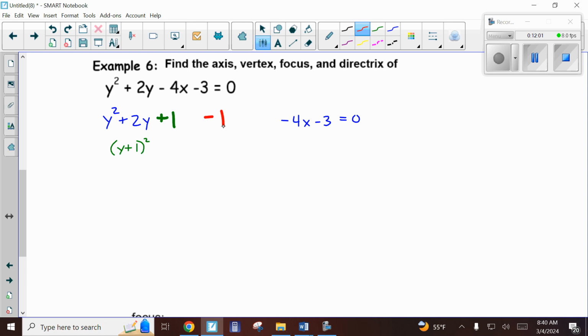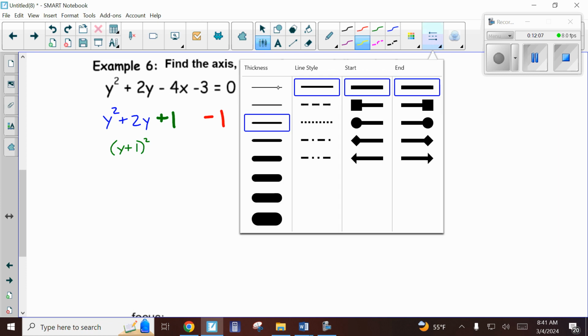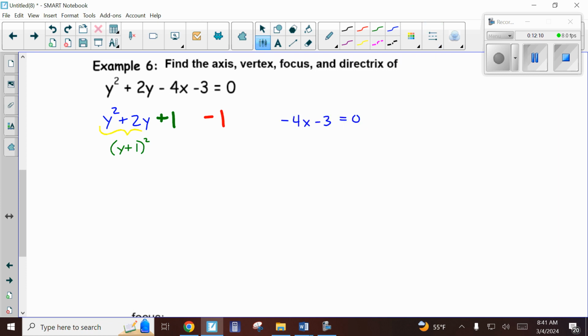Because these guys right here, let me show you what we have. All of these parentheses right here, I'll do it in yellow. All of this turned into the parentheses. So that means that we also have the -1, and we also have the -4x -3 equals 0. So all the stuff is together on one side.